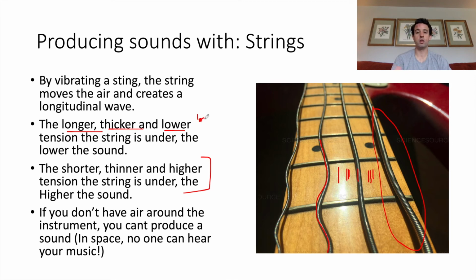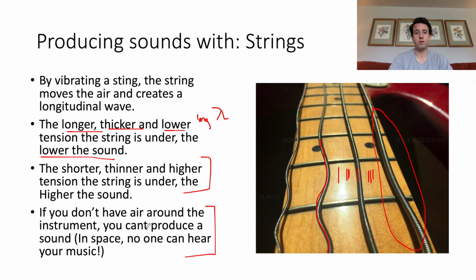If it's longer, it's going to, again, move more air. And if it's thicker, or if it's lower tension, it's going to move that air more slowly, again creating a lower sound. Also, if you read that last bullet point, you don't have air in space, so you can't make sound, because sound has to have a medium to travel through, like air, or even water. Sometimes you can hear things underwater just because it's compressing water.